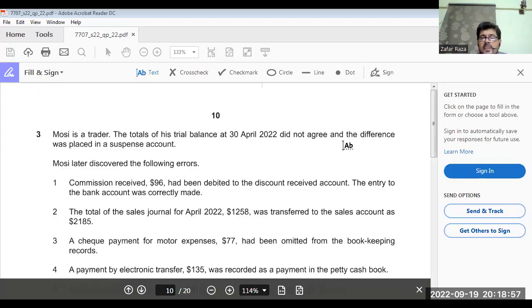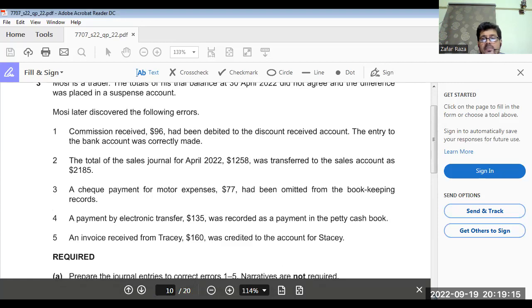Okay, now question number 3. Musi is a trader. The total of his trial balance at 30th April 2022 did not agree and the difference was placed in a suspense account. Musi later discovered the following errors. Commission received 96 had been debited to the discount received account. The entry to the bank account was correctly made. Now, commission received was supposed to be credited, but it was debited to discount received.